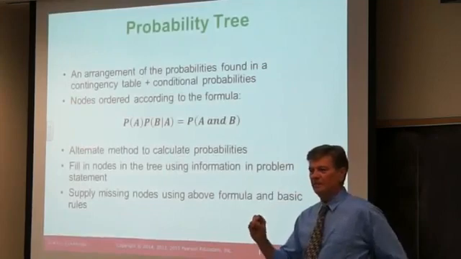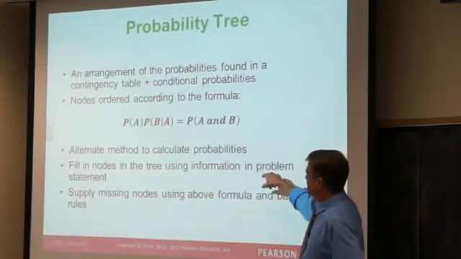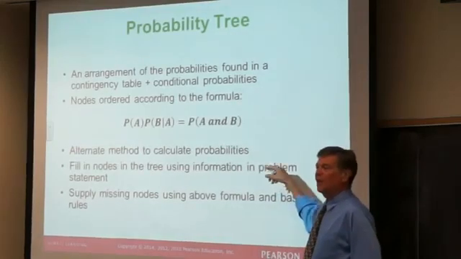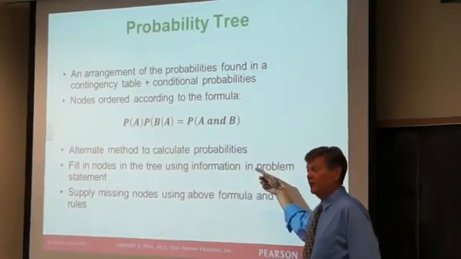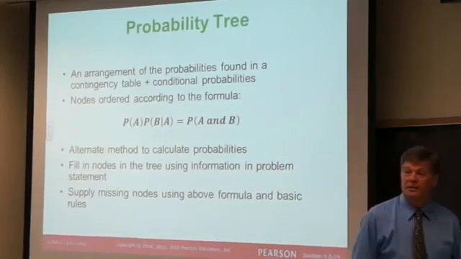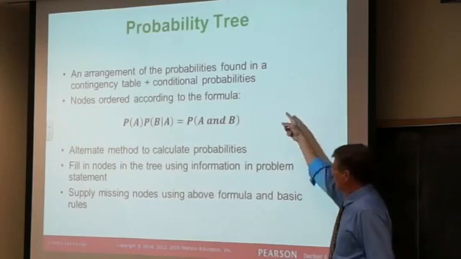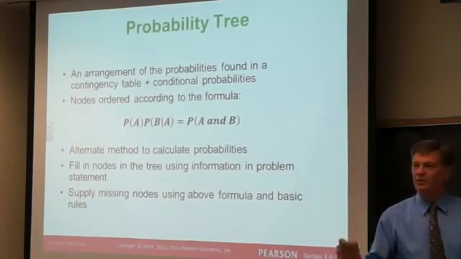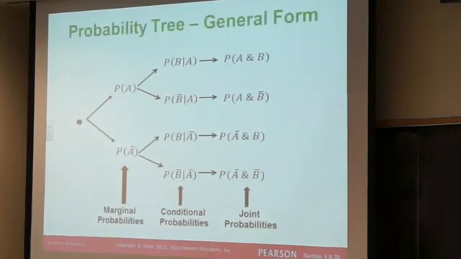Well, you could take that same information from the word problem and pluck values directly right into the nodes of the tree. You wouldn't have to construct a probability contingency table. And if you're comfortable with working with this probability tree, it might even save some work, a more direct step. And the idea is I will have filled in many of the nodes of this tree, then using either this formula or some basic rules, I can fill in the rest of the nodes. All right, so let's see what a probability tree looks like.